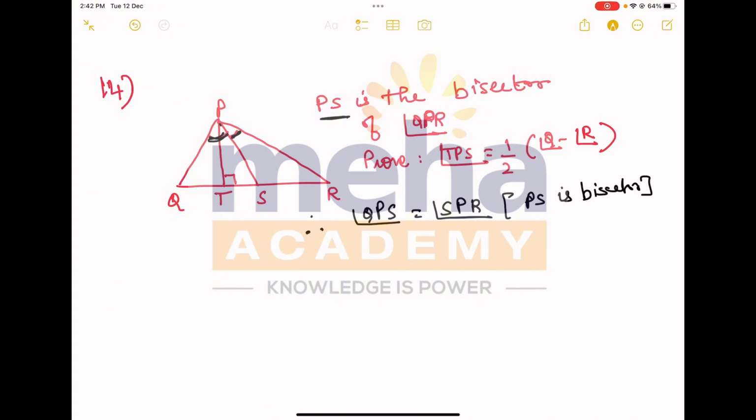Let us assume these two as A. So QPS and SPR are equal to A. This full angle QPS is also equal to A. We also know that angle QPS is made of adjacent angles. We can add the two adjacent angles, that is QPT plus angle TPS gives QPS.